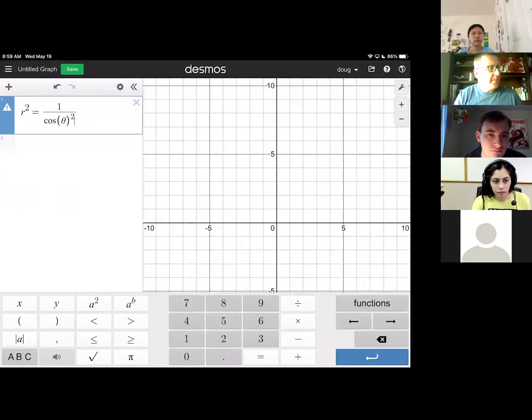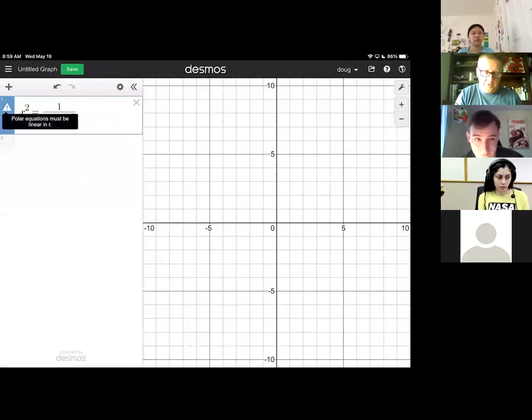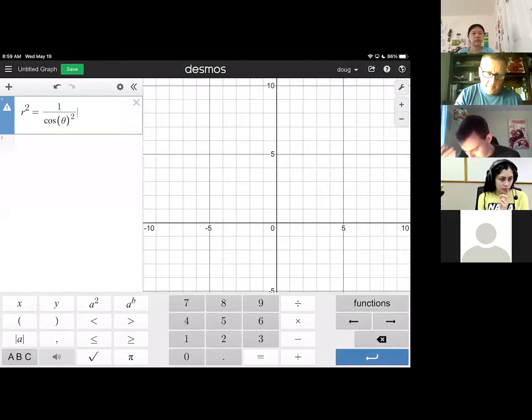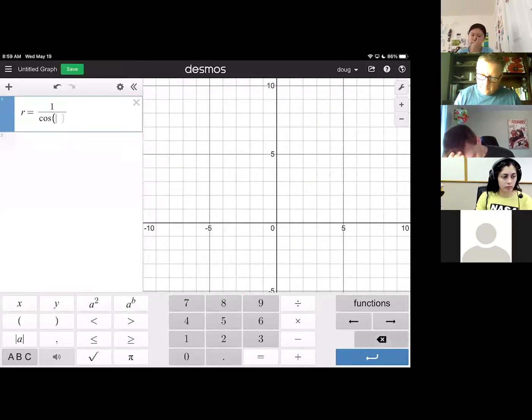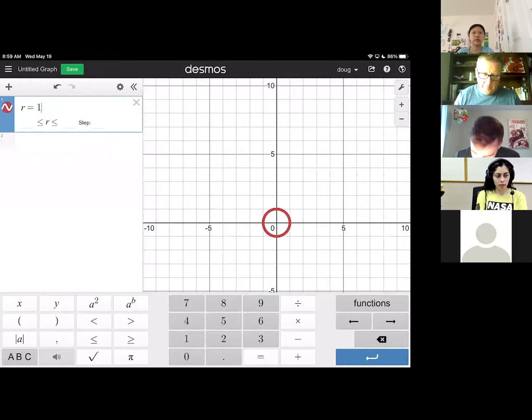Yeah, so notice it's got a caution: polar equations must be linear in r, meaning solve for r. And so therefore, okay, fine. That means I'm going to have to square root both sides, which I can do. So unfortunately, I have to start with a square root. Do you think this is going to work? That's my question.